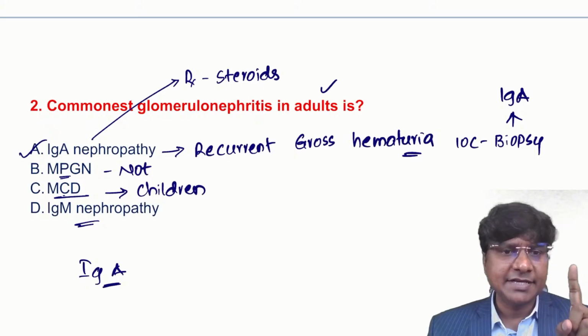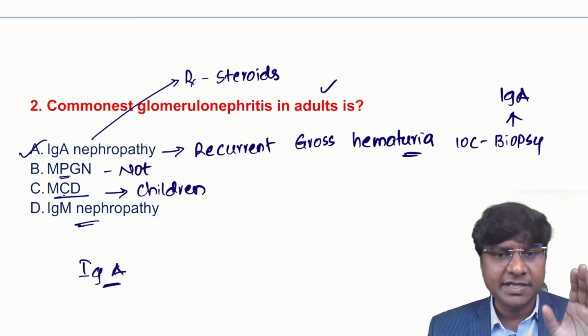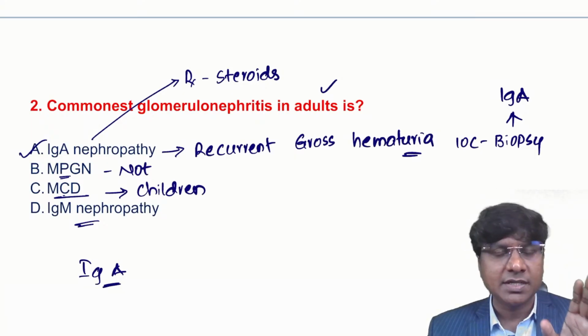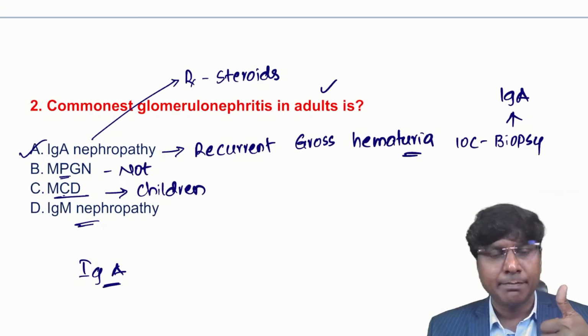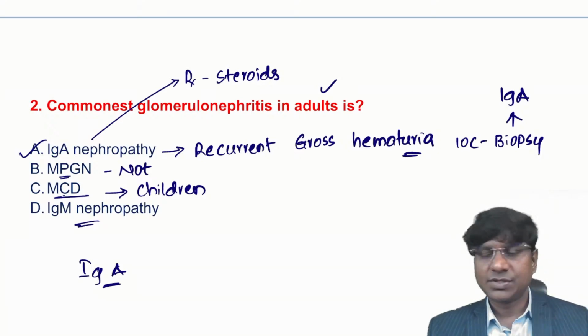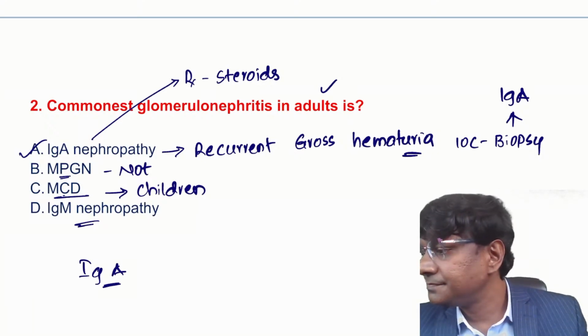And in this IgA nephropathy, presence of IgA in the mesangium is important, not the presence of IgA within the serum or the plasma. The IgA in the serum or the plasma may be normal also, but in the mesangium, definitely there should be presence of the IgA, right? Next, we'll move on to the next question.